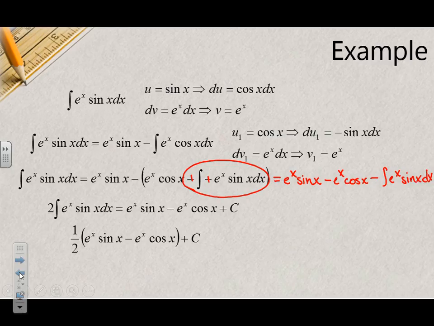So my overall integral, and you can distribute it through if you wanted to. I think in my answer key for today's assignment, I'd do that. So you have 1/2 e to the x sine x minus 1/2 e to the x cosine x plus your integration constant c.